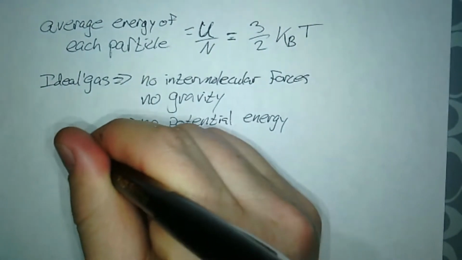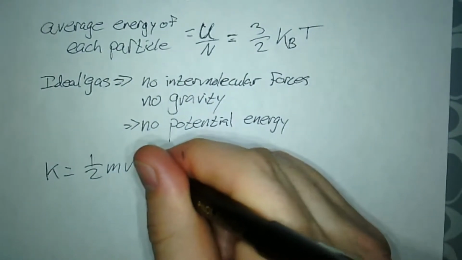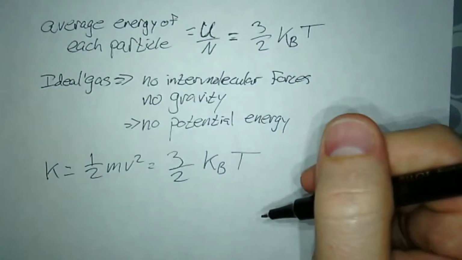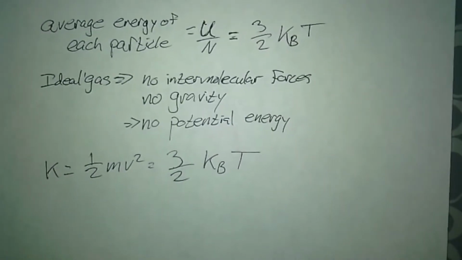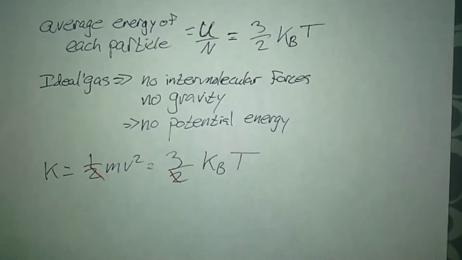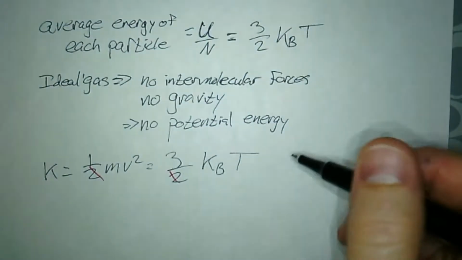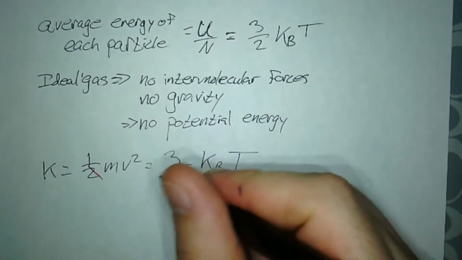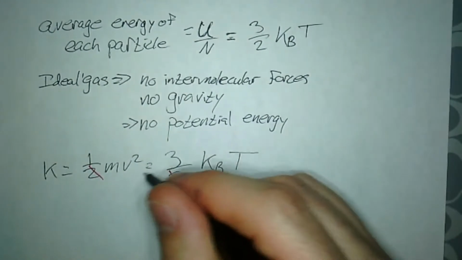And if they only have kinetic energy, I can now say 1/2 mv squared is equal to 3/2 Boltzmann's constant times temperature. Oh, so good. So I can then cancel my 2's, gone. And I can now solve for the average speed, or RMS speed, of a particle in my gas. I want the speed by itself, so I'm going to divide by m. Then I'm going to square root both sides.